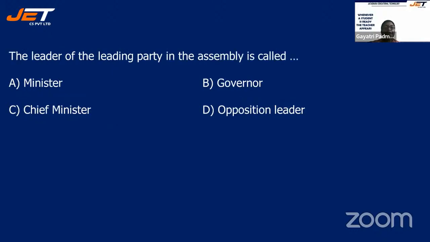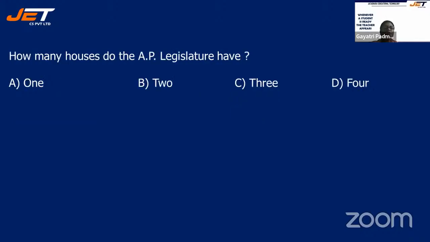See the next question. The leader of the leading party in the assembly is called dash. Minister, governor, chief minister, or opposition leader. All right, so let's quickly see the answer. It is the chief minister.